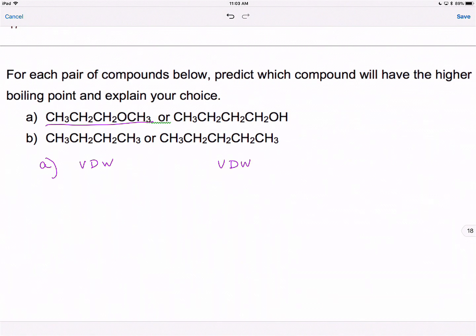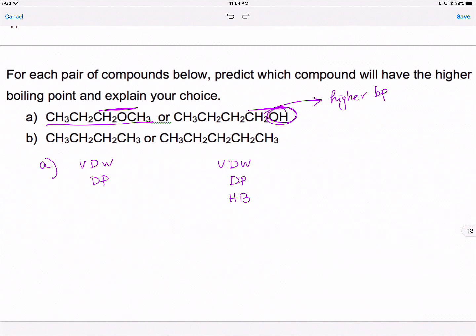Then this one, you should clearly see a carbon-oxygen bond, which means you have a dipole force. Right there, you should see a carbon-oxygen, oxygen-hydrogen bond has a dipole force. But right there, you see that hydroxyl group, okay? That is hydrogen bonding. So this one is going to be the higher boiling point. Explain your choice, just has more number of intermolecular forces, right? Fairly straightforward. Next one, B.